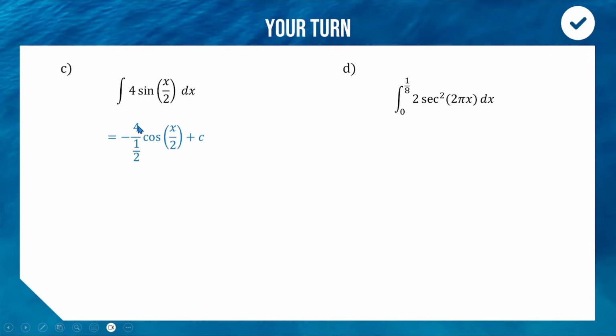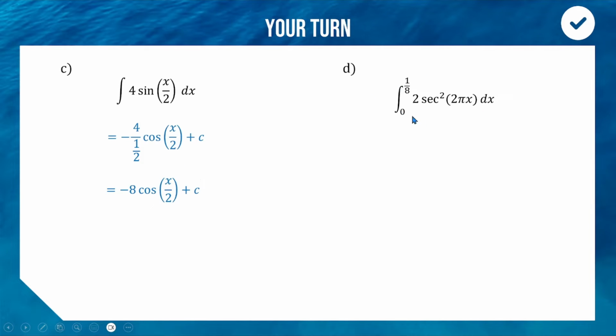4, still chilling. Angle, still chilling. Divide by derivative of the angle, which is a half. And don't forget your plus c, or you got to give me 10 push-ups. The half, or the 2 on the very bottom, is going to flip up top because 4 divided by a half is 8. So we end up with -8 cos x over 2 plus c.